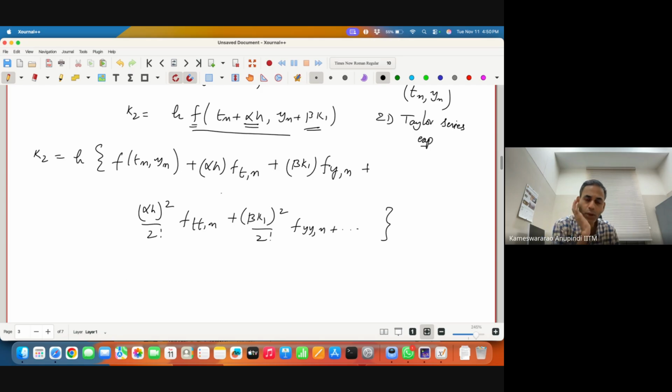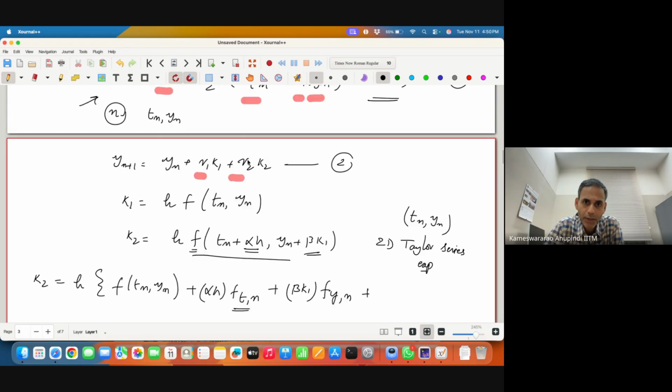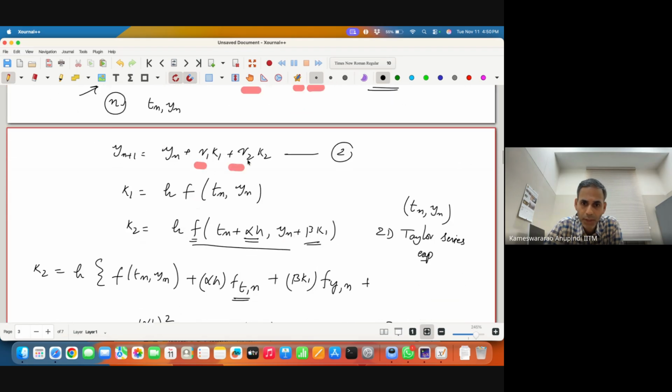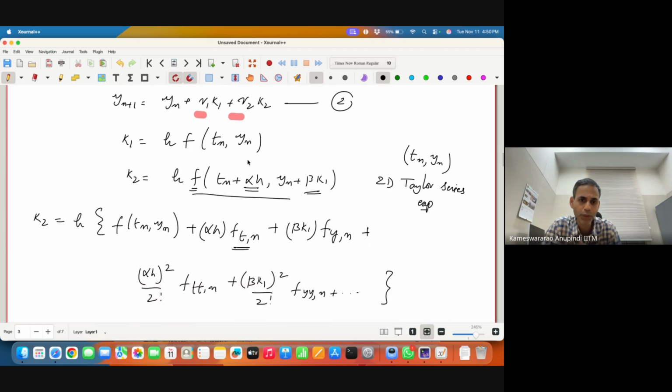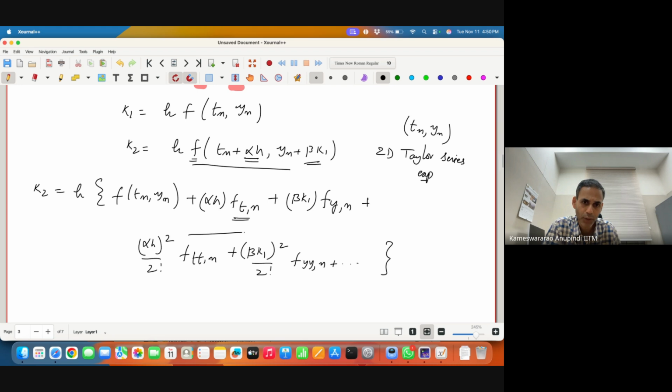K equals this quantity. But what is f_t comma n? f_t comma n is f_t comma n, so we don't have to worry. f_y comma n is also what we have. f_tt, I don't want to include these terms because these are h square multiplied with h. That means it's going to be h cube. So I don't want to build a third order global system. I want to just build a second order accurate global system. So I'm going to only consider up to here.